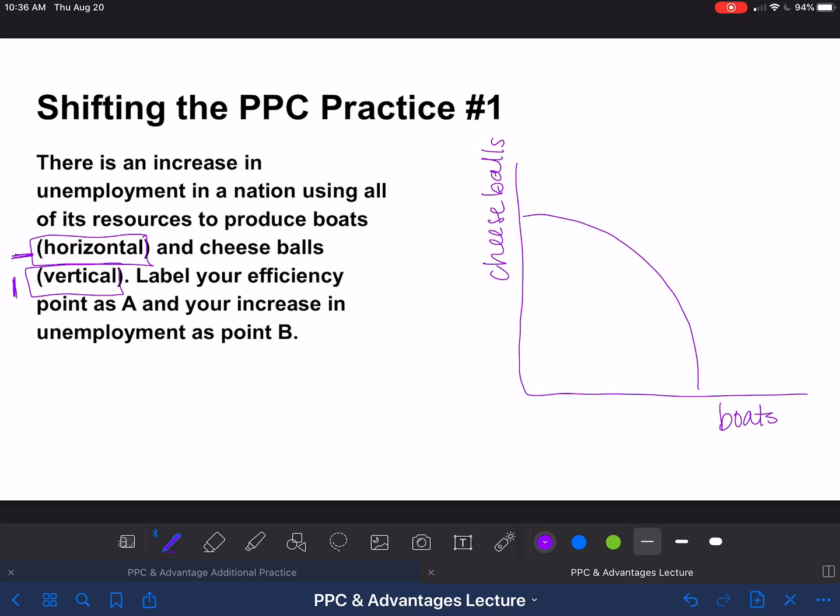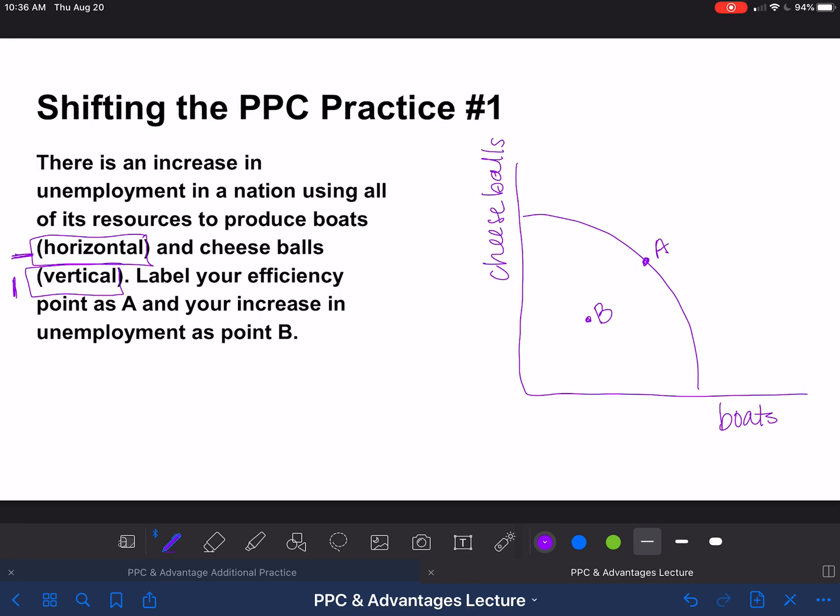Label your efficiency point as A and your increase in unemployment as B. Well, our efficiency point is easy. It's anywhere on the curve. So I'm going to put it kind of in the middle and label that point A. And now we have an increase in unemployment. So unemployment on our production possibilities curve is a sign of inefficiency. So where should point B go? It should go on the inside. So anywhere on the inside would be fine to place point B.